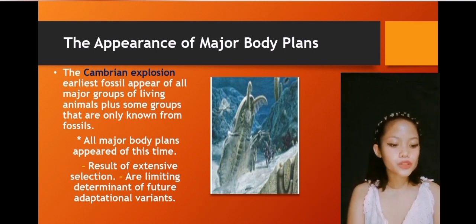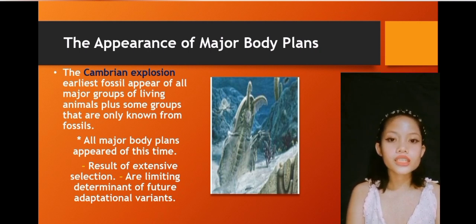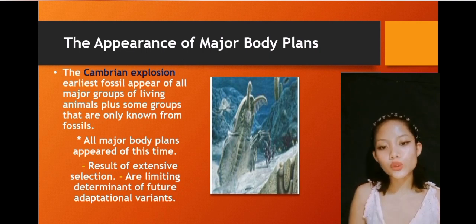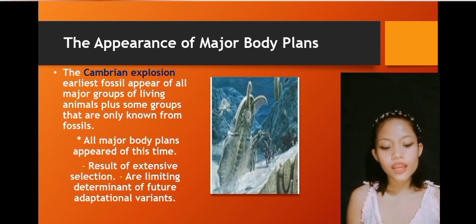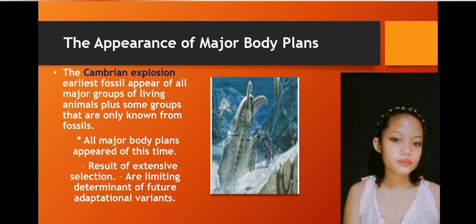The appearance of major body plans. The Cambrian explosion: earliest fossils appear of all major groups of living animals, plus some groups that are only known from fossils. The Cambrian explosion occurred over an interval of time approximately 541 million years ago, in the Cambrian period, when practically all major animal phyla started appearing in the fossil record.